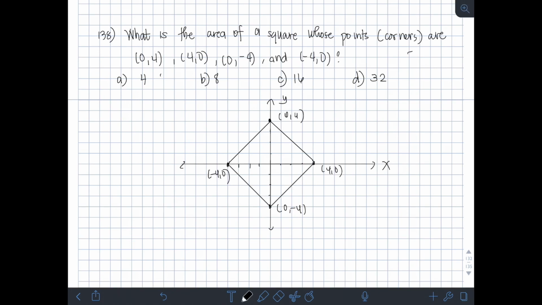Okay, so ito yung square natin. Sa graph, nakarotate siya, so hindi siya yung typical na square like this. Ang pwede nating mahanap is itong diagonal, right? Diagonal lengths. Diagonal itong dalawa, right?